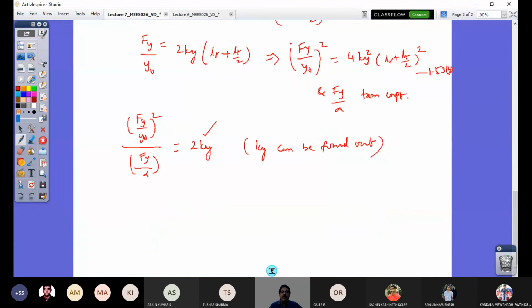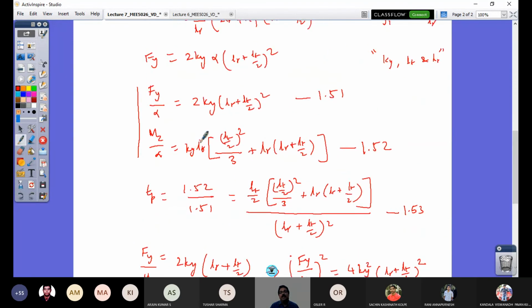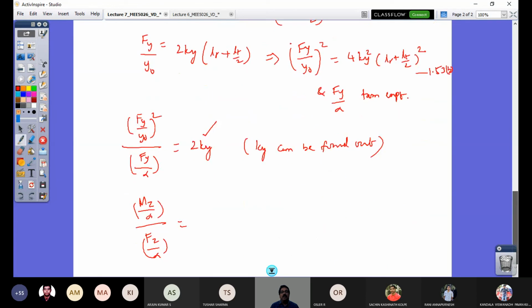Similarly, look at the ratio of the equations, equation number 52 and equation number 51. So that is Mz by alpha divided by Fy by alpha. In Mz by alpha, in this expression, I have ky, and in Fy by alpha I have ky. So when I do this, it's going to be independent of ky. It disappears. So I will be able to calculate Lr if I know my Lt. So Lt can also be found out experimentally.